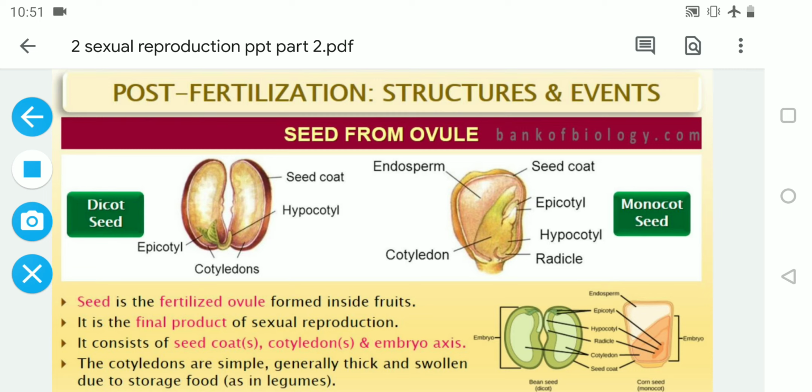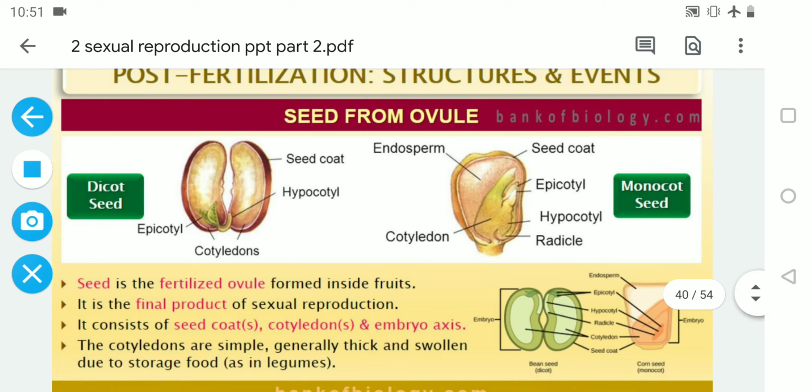So with respect to the meaning of the seed, seed is the fertilized ovule formed inside the fruits. It is nothing but the product of the post-fertilization, isn't it? Yeah. It is the final product of the sexual reproduction, and it also consists of the seed coats. There are two coats which cover the seed, outer testa, inner tegmen.